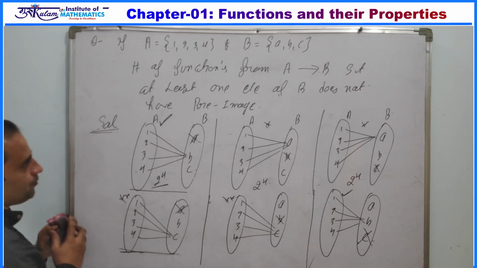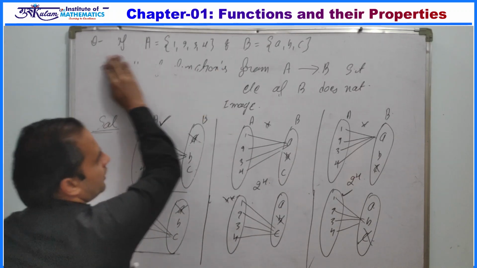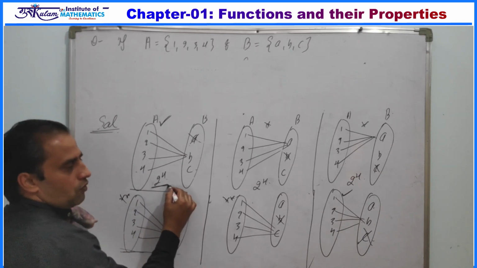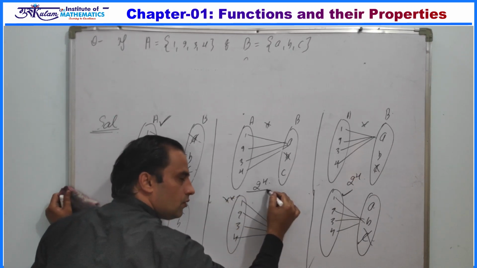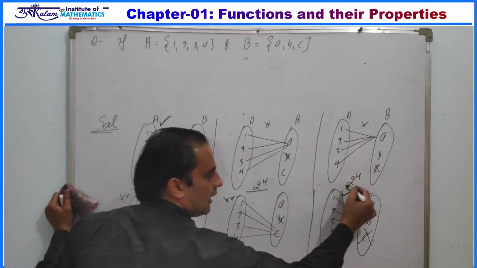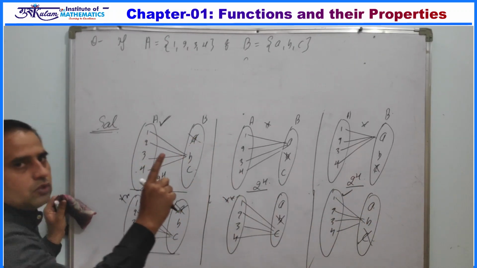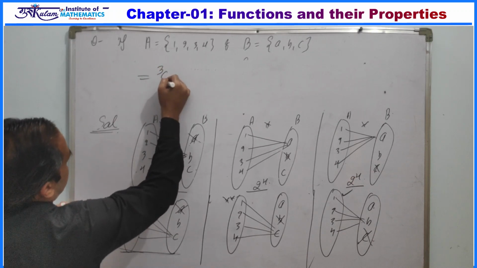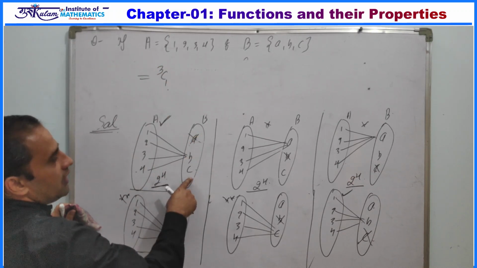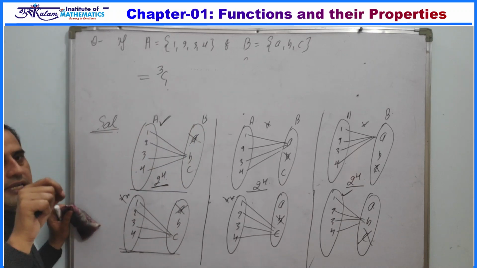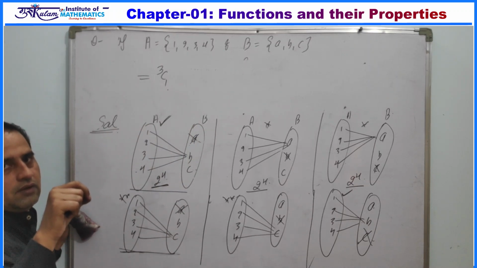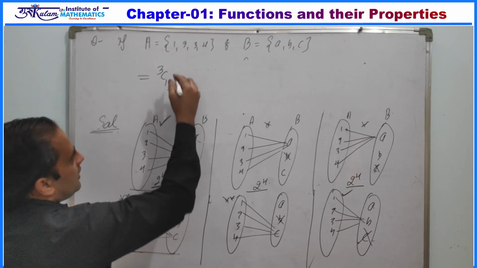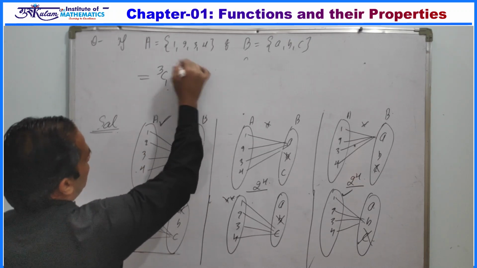So initially, whenever we are counting the functions in which A does not have a pre-image, these are 2 to the power 4, and B does not have a pre-image, 2 to the power 4, and C does not have a pre-image, again 2 to the power 4. So this can be written as 3C1. Out of these three elements, we can take one element, either A, B or C, whose pre-image does not exist, and from the remaining there are exactly 2 to the power 4 functions.